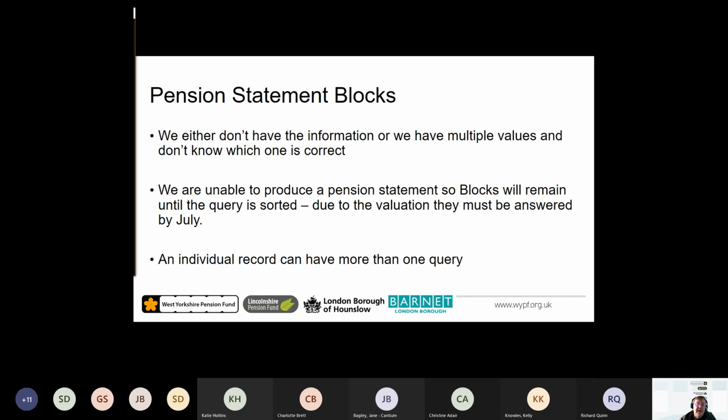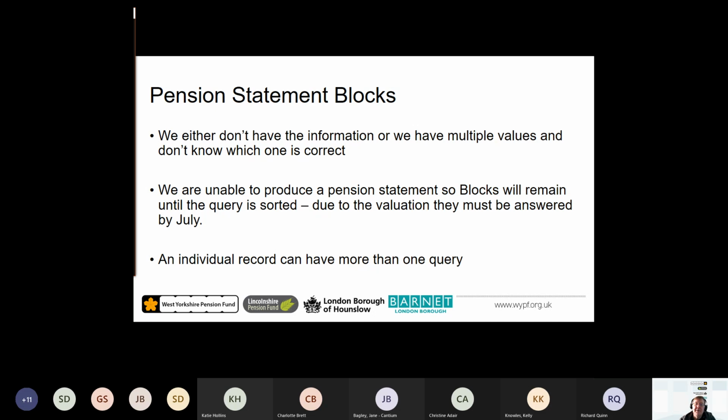Second set of people we've got are pension statement blocks. These are people where either we don't have the information or we have multiple values and don't know which one is correct. So either there is nothing on the monthly return or we've got multiple things on the monthly return. So for these people, we're unable to produce a pension statement. So the block, I'll explain what those is later, will remain until the query is sorted.